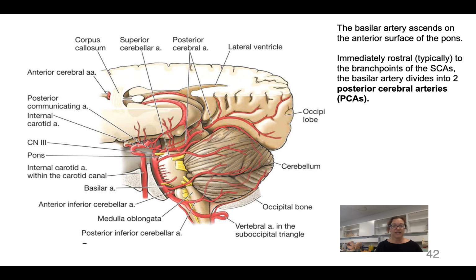The basilar artery travels over the anterior surface of the basal pons, and immediately rostral to the branch points of the superior cerebellar arteries, that is when it branches and gives rise bilaterally to the posterior cerebral arteries, which in turn travel posterior-inferiorly to supply, shown here, the occipital lobe. And this is the calcarine artery right here, traveling in the calcarine sulcus, dividing the superior and inferior portions of the primary visual cortex.